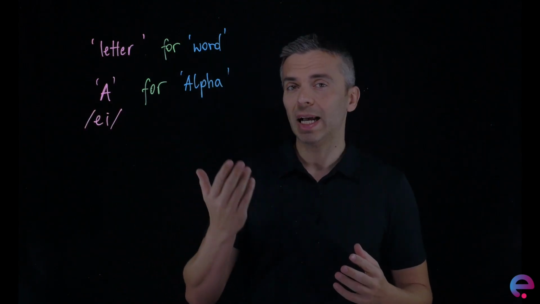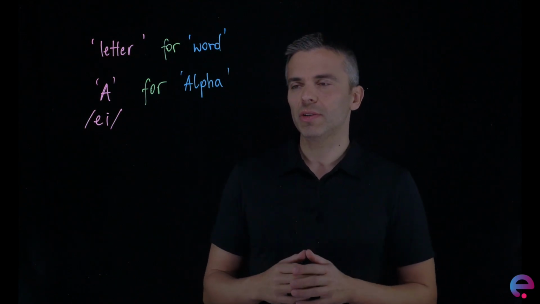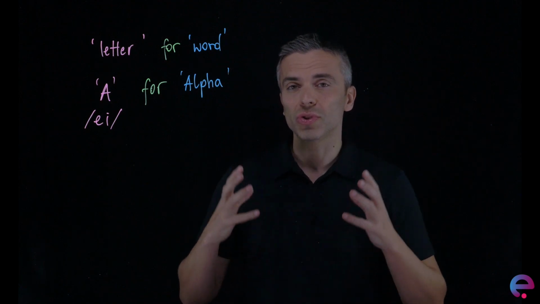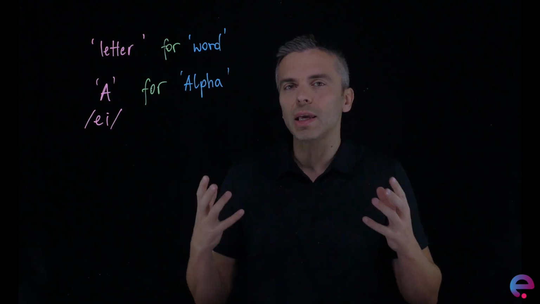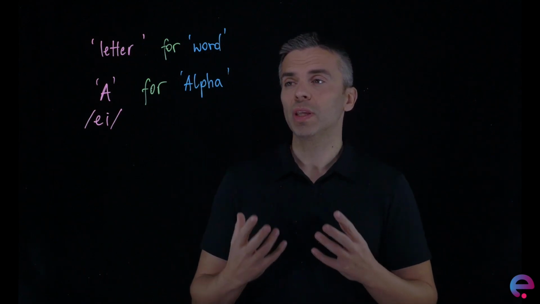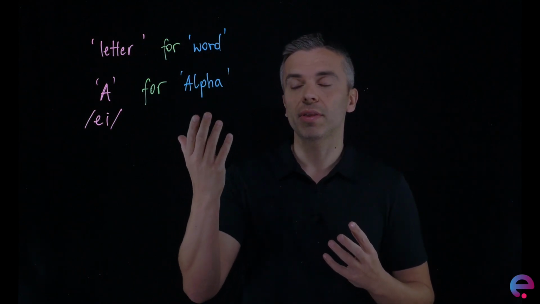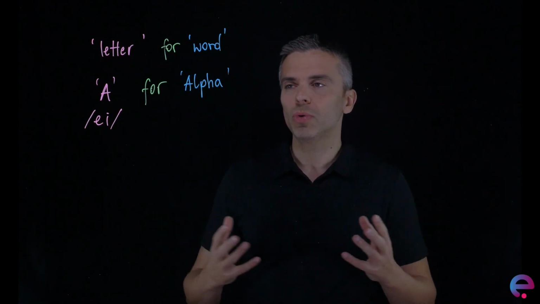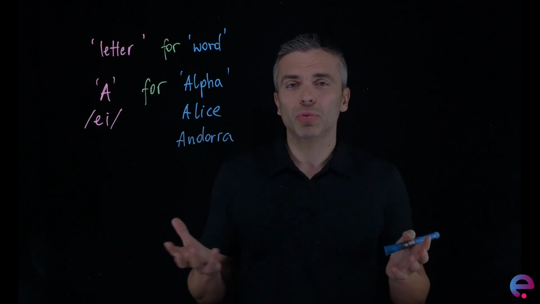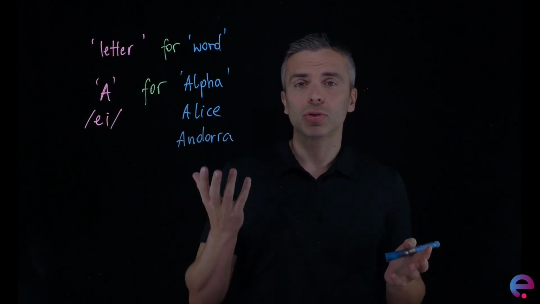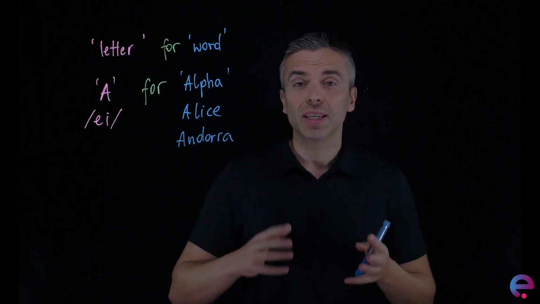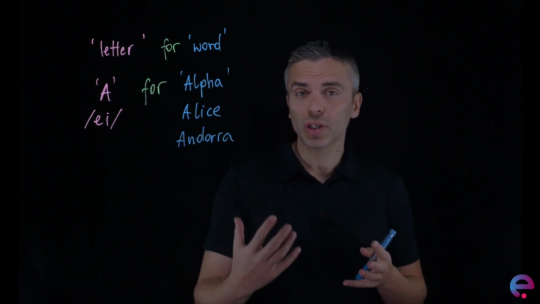A for alpha. The interesting thing here is that we don't really need to use alpha. We can use any other word which is very clearly recognizable as starting with letter A. So for example, we could use a name, A for Alice, or perhaps we can use a place, A for Andorra. What is really important is that the word you are using is familiar to the person you're communicating with.